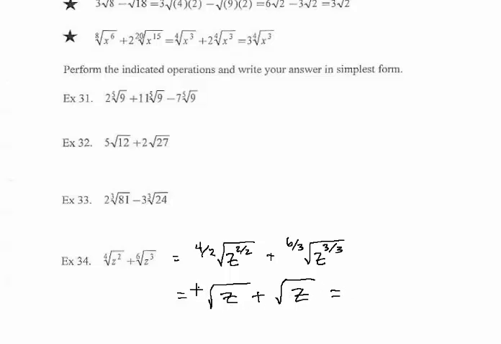Alright, the number in front, just like with a single variable x, the number 1 is understood to sit in front of each of these radicals. So we have 1 plus 1, 2 square root of x.